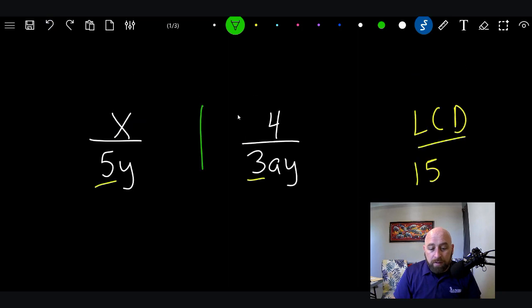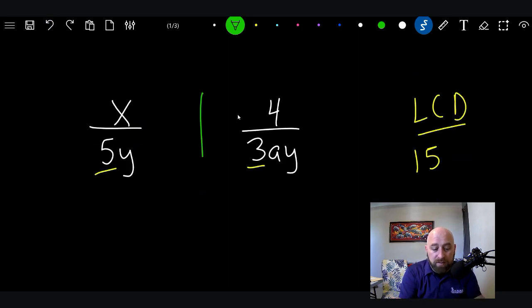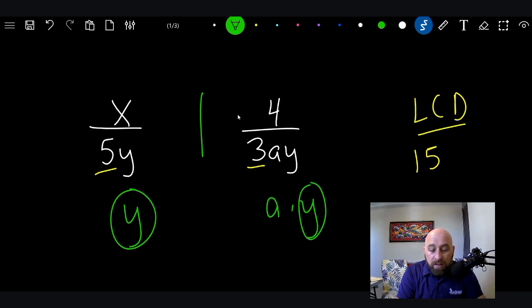So let's go back up here and talk about this again. The LCD of 3 and 5 is 15, and I just showed you how to get that. Now, the LCD, least common, and this is an important letter here, the C is common. So we have a Y here, and we have an A times Y here. Notice that we have one common Y, okay? So we're going to take the Y one time.